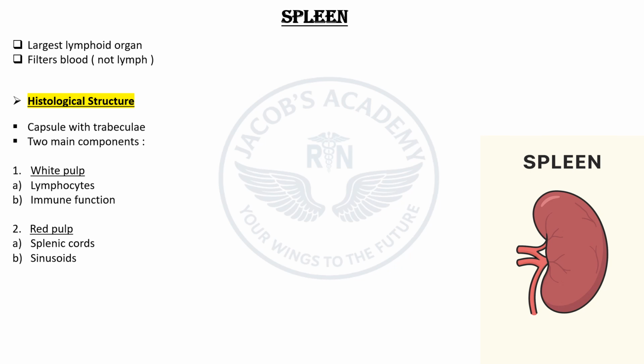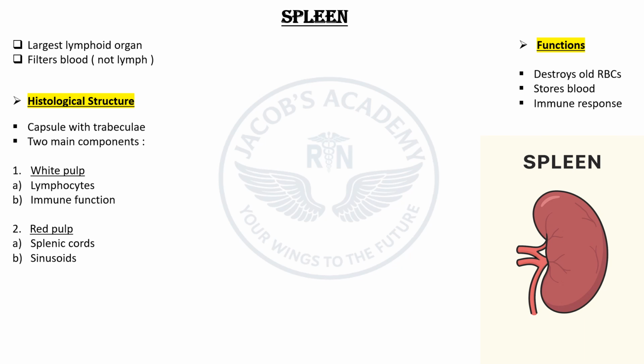White pulp is rich in lymphocytes, and it plays an important role in immune function. And coming to red pulp, it contains splenic cords and sinusoids. It is involved in filtering blood and removing old or damaged red blood cells.